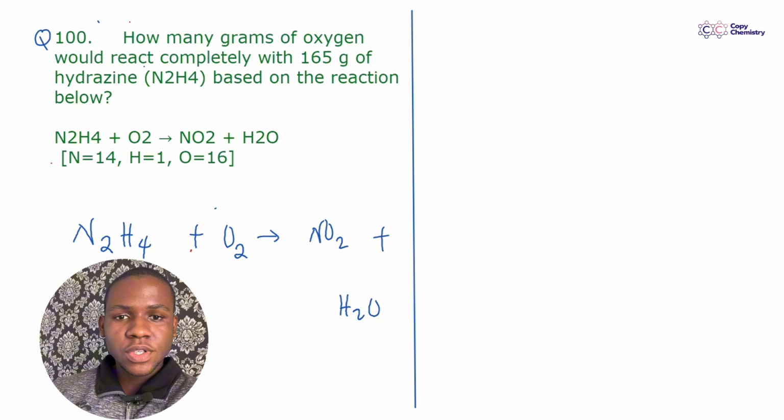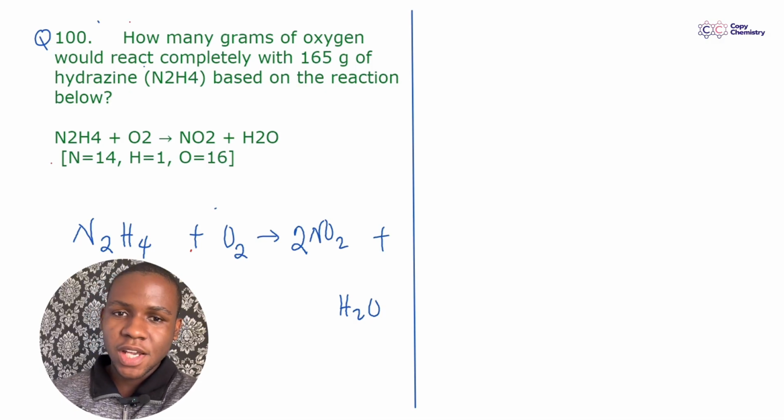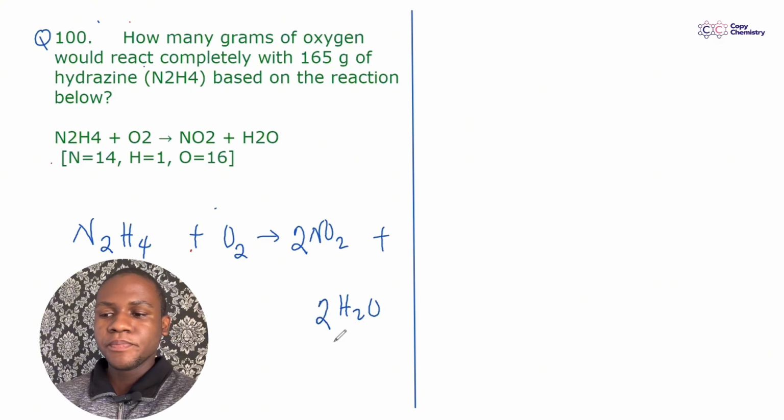So this equation is not balanced. To balance it, first off, you balance the nitrogen, N2, by placing a 2 here. So now the nitrogen is balanced. Then you think about balancing the hydrogen next. N2H4 has H4, so you have to put a 2 here. That makes your hydrogen 4 as well.